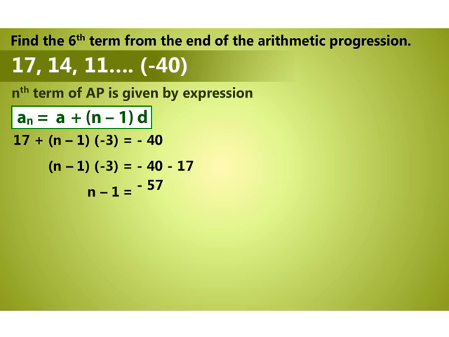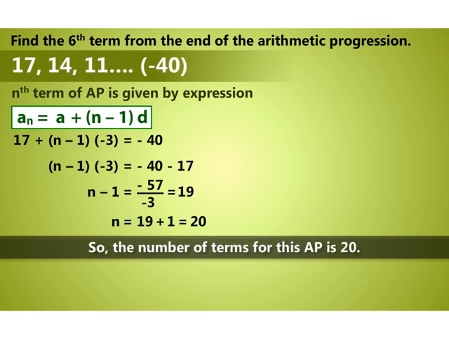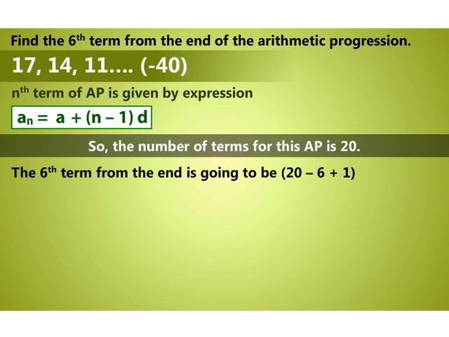n minus 1 is equal to minus 57 by minus 3, which is equal to 19. n is equal to 19 plus 1, that is equal to 20. So, the number of terms for this AP is 20. Then, the sixth term from the end is going to be the 20 minus 6 plus 1, which is also the 15th term from the beginning.